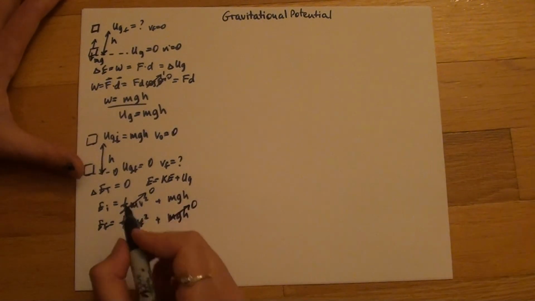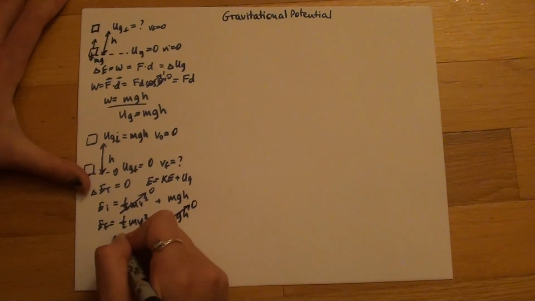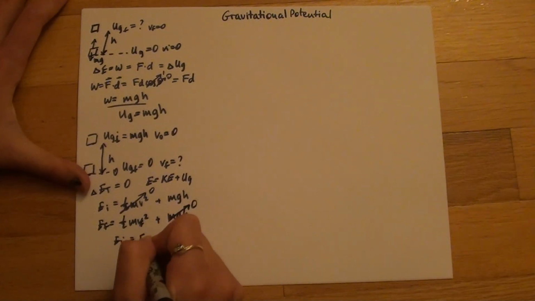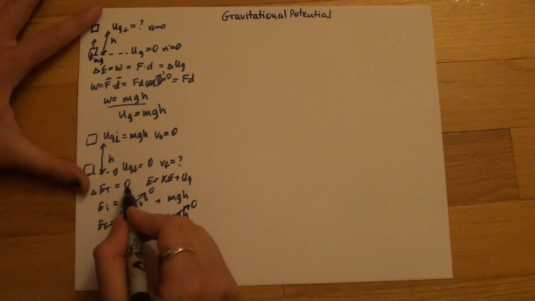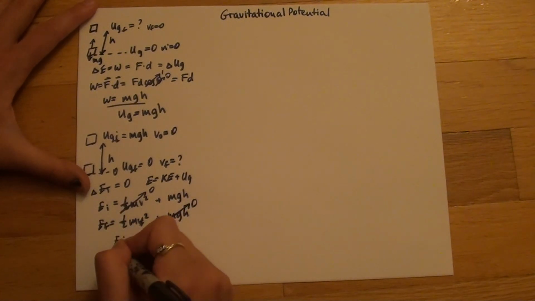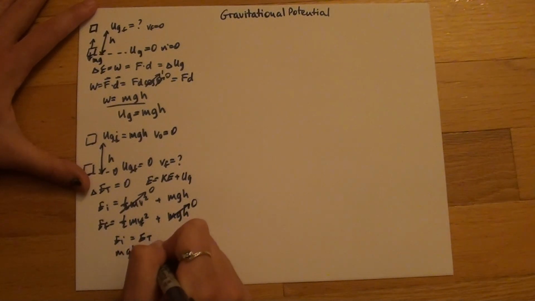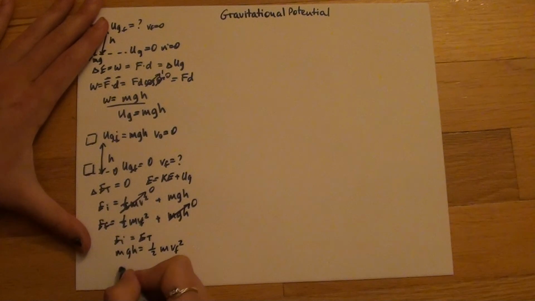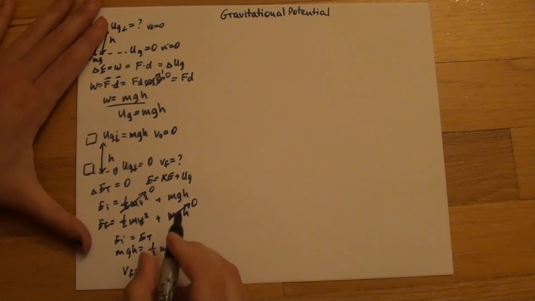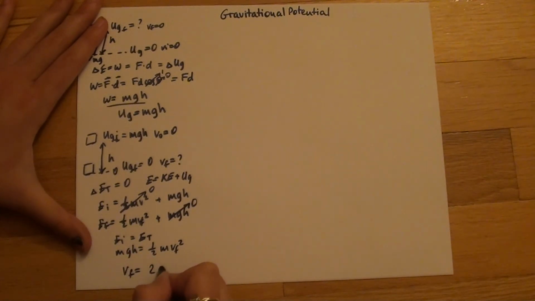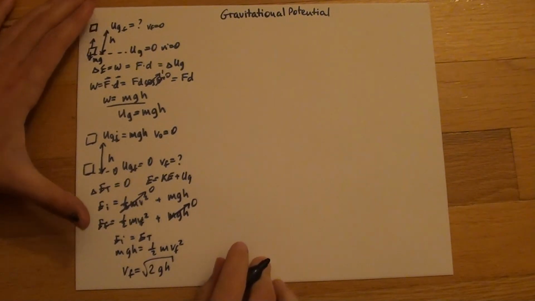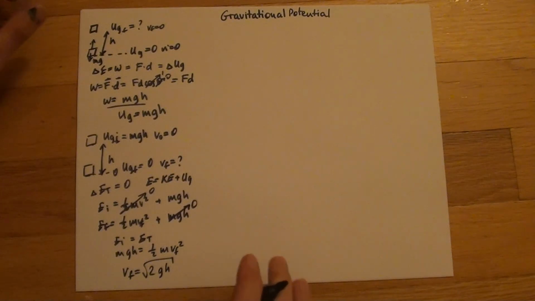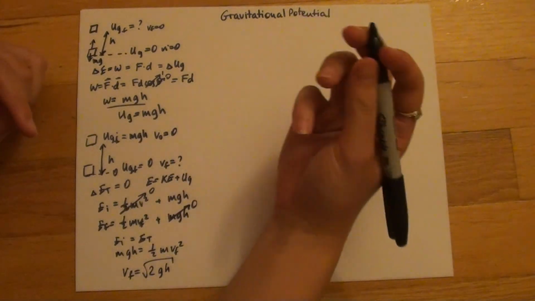So we know that E initial equals E final because the difference between them is 0. So mgh will equal 1/2 m v final squared. From this equation we can determine v final, which would be the square root of 2gh, right? I'll tie this back later on when we discuss something more difficult.